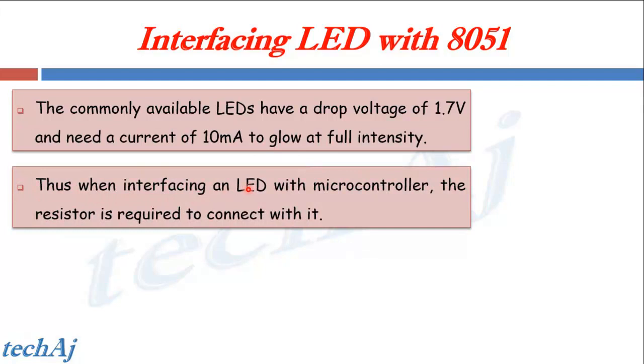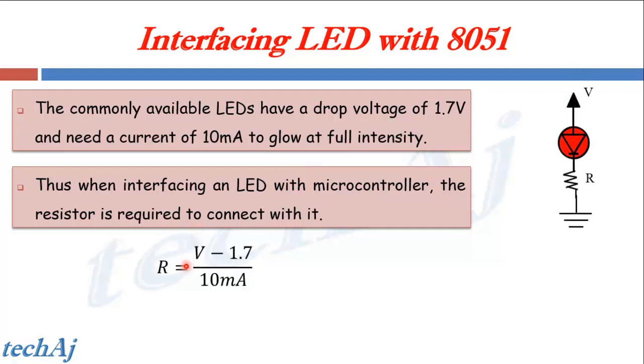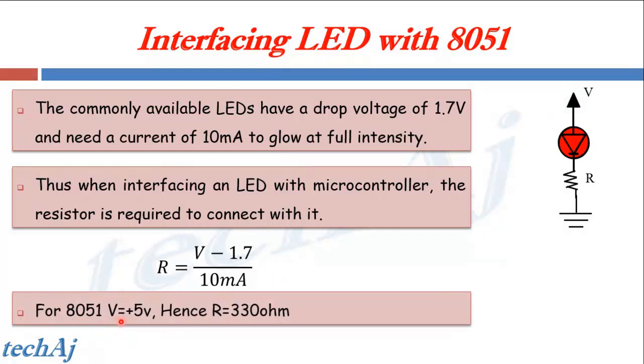Thus, when interfacing an LED with a microcontroller, the value of the resistor that we have to connect in series with it is calculated using the equation R equals V minus 1.7 volt divided by 10 milliampere, where V is the voltage given to the LED through the microcontroller pin. For 8051, the microcontroller pin will provide the logic 1 state, which is 5 volt. Hence, voltage V equals 5 volt. If we put this value in the equation, we get the value of resistor as approximately 330 ohm.